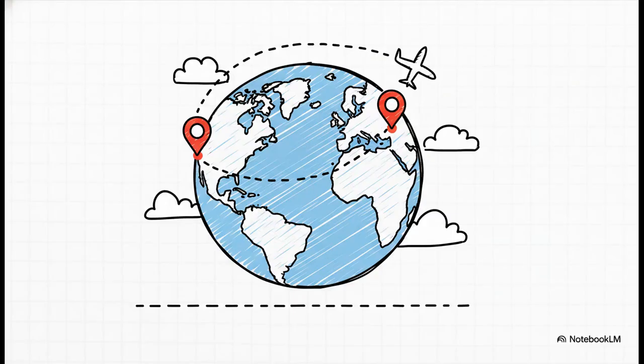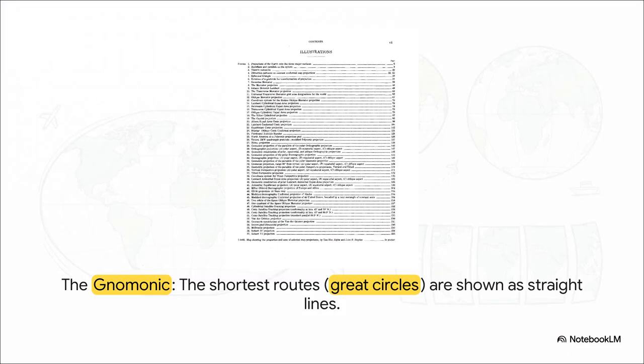All right, new job. Now you're an airline pilot. You're flying from New York to Tokyo. You don't care about a constant compass bearing. Your main concern is finding the absolute shortest, most fuel-efficient route possible. For that job, you need a totally different tool, the gnomonic projection.